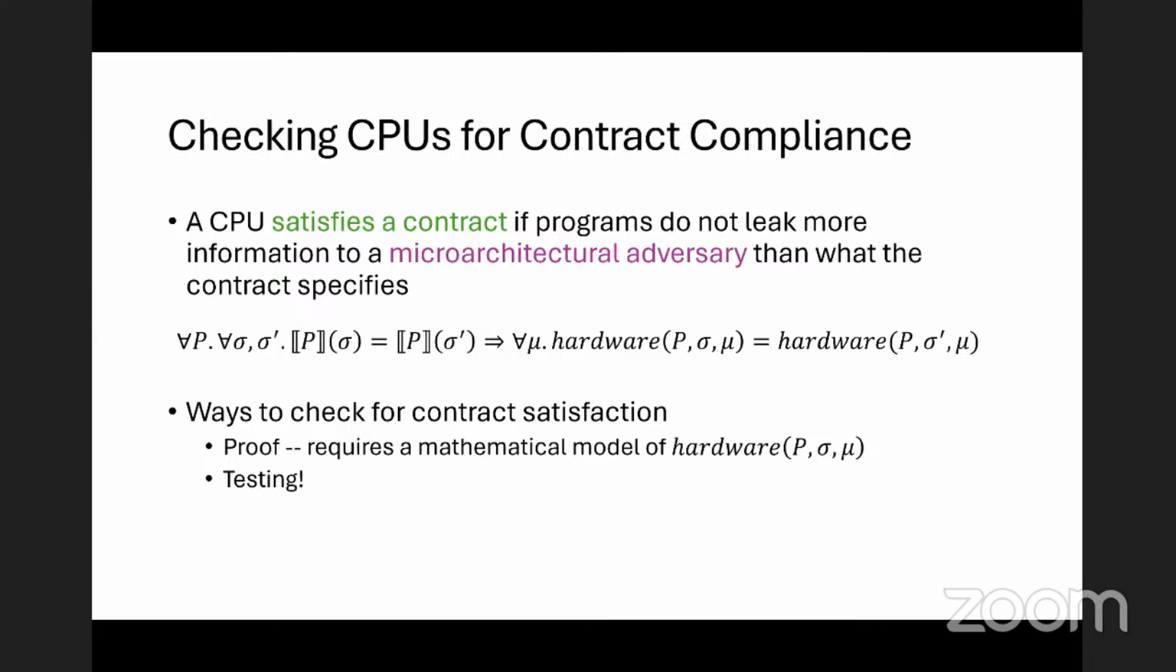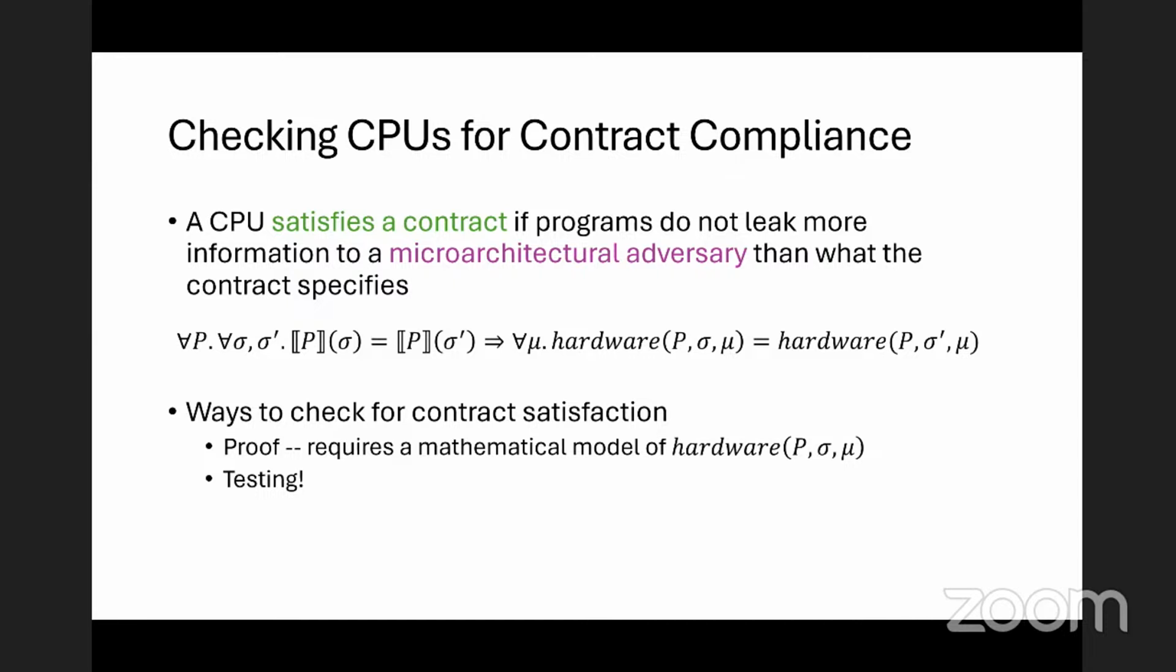People still try, and for white box CPUs, like RISC CPUs, there are people who are trying to automate that, and it's a very promising line of work. We did not go for RISC, we went for x86 closed source. The alternative is testing. To explain what we do for testing, I can actually just use that formula. It says that for every program and every two initial states, whenever they agree on the contract trace, whatever we measure on the hardware must be identical.